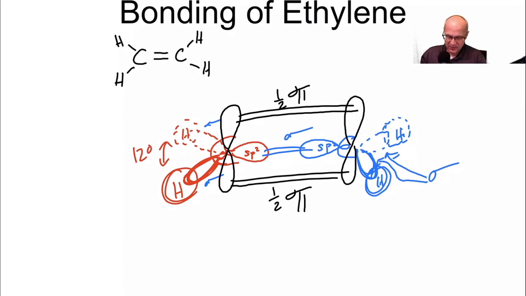And any period 2 element that's double bonded will look like this. So if you have a double bond with, I don't know, oxygen to carbon, a carbonyl, it's going to look similar to this. If you have a nitrogen to oxygen double bond, similar to this.